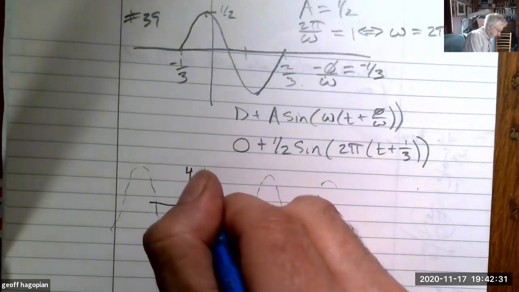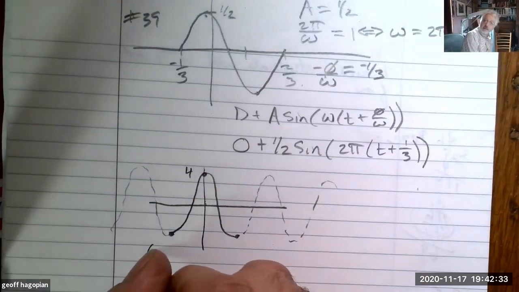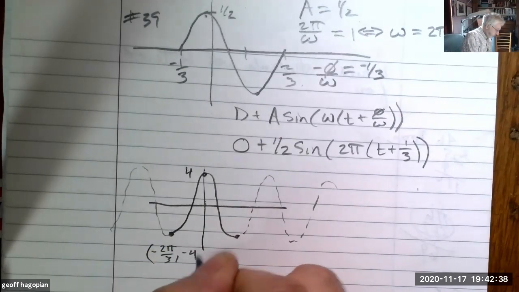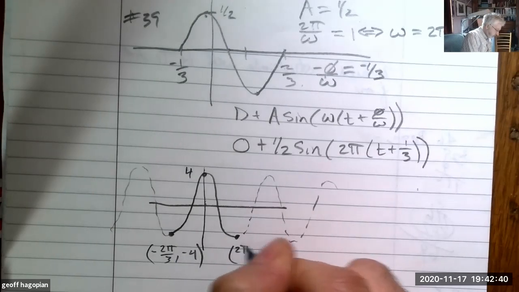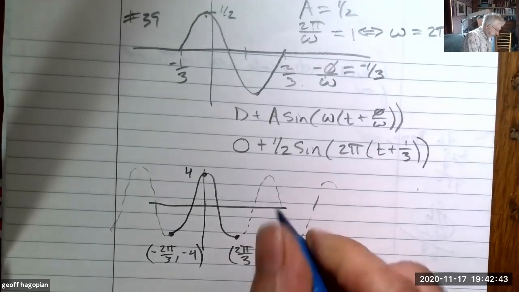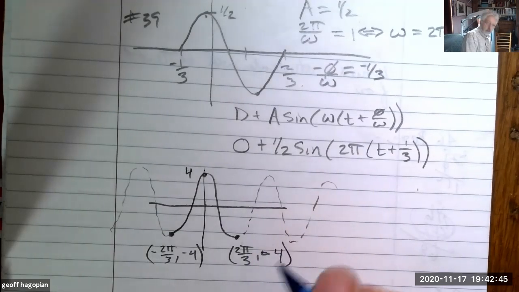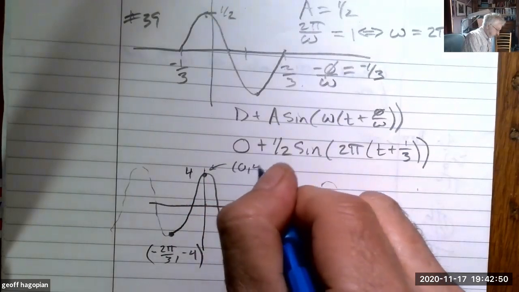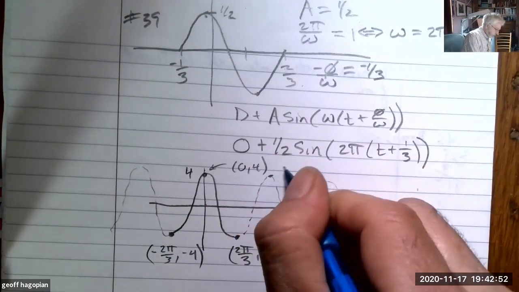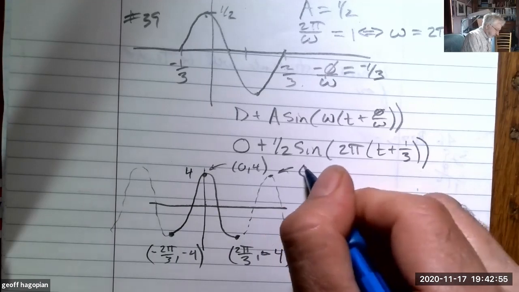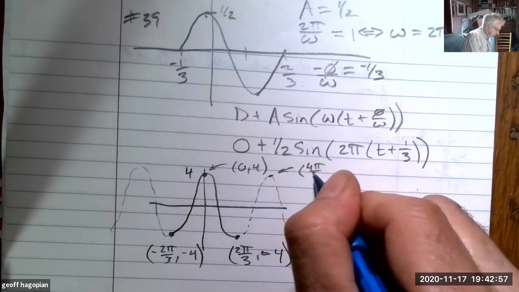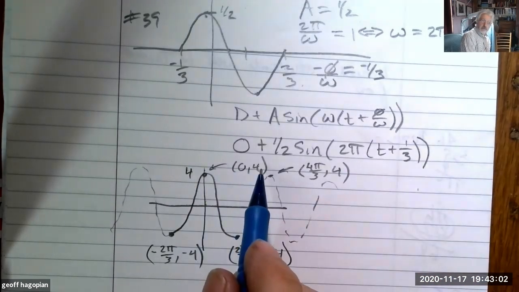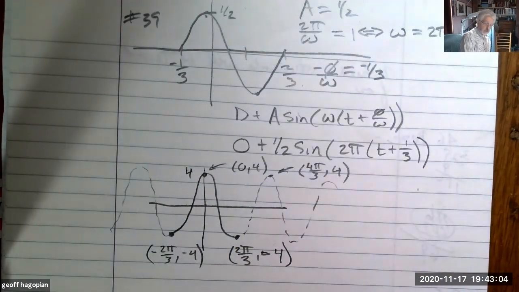But if this is 4, well, they tell us that this is negative 2 pi over 3, -4. That means that this is positive just by symmetry, -4. And so this is 0, 4. And this will be 4 pi over 3, 4. And so peak to peak is kind of an easier way for me to see that's the cosine curve.